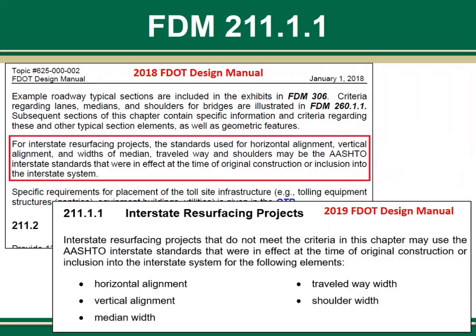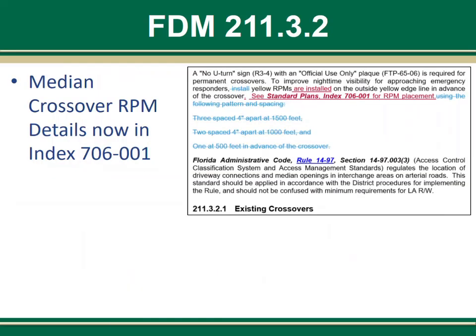the interstate system. The next change I want to tell you about is in FDM 211.3.2, which is the section on median crossovers. This past year, we received a recommendation to move the RPM pattern and spacing details for median crossovers into the standard plans, since it's a typical application and does not need to be specifically detailed in the plans. So we thought this was a good suggestion, and we've removed the RPM placement information from the text of this section and added a reference to the standard plans.